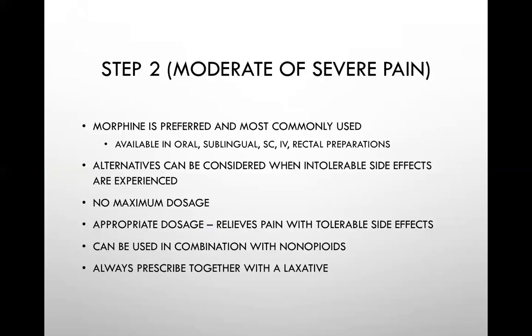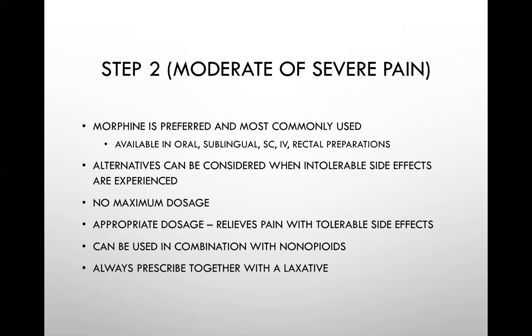For moderate and severe pain, morphine is preferred and most commonly used. Currently, we have morphine available in oral, sublingual, subcutaneous, IV, rectal preparations. You can consider alternatives when you develop intolerable side effects. So alternatives can be used. Opioids usually don't have a ceiling dose or a maximum dose. The appropriate dose is the dose which relieves pain with tolerable side effects to the patient.